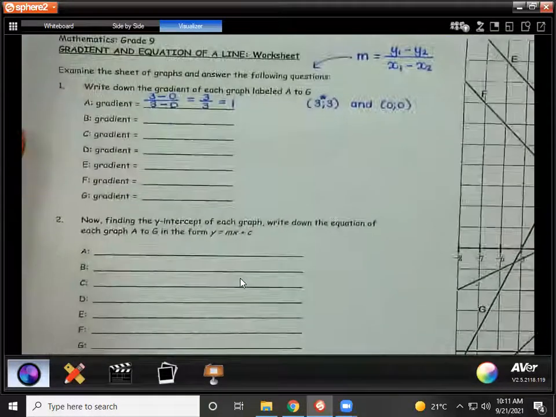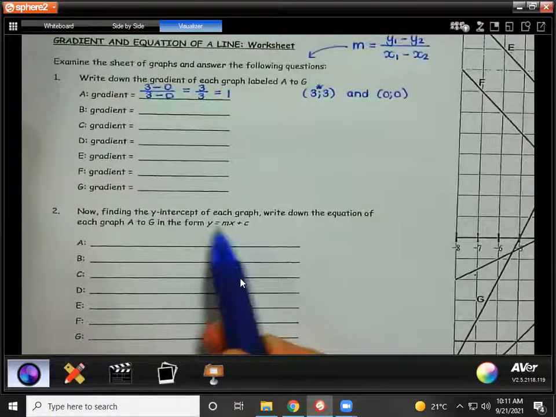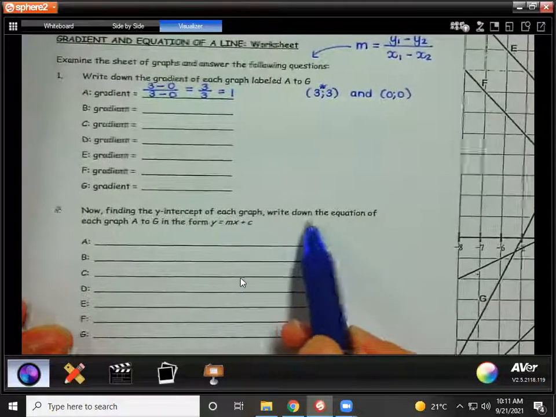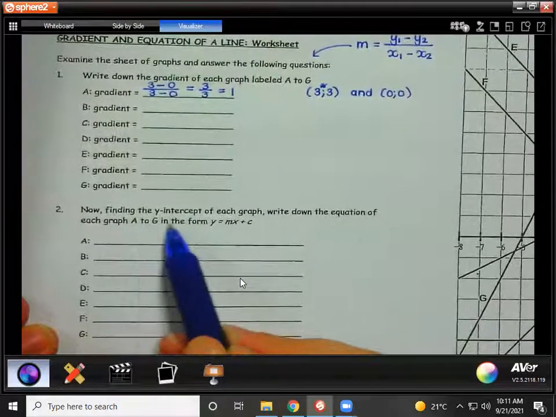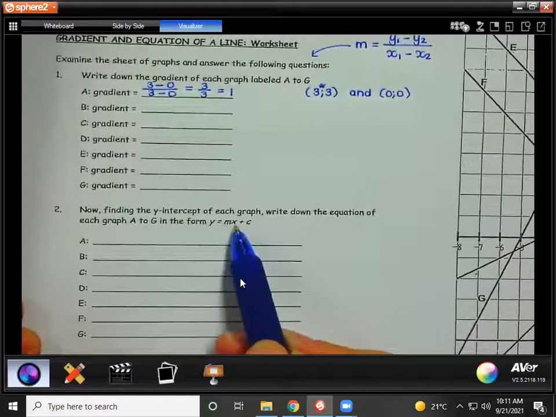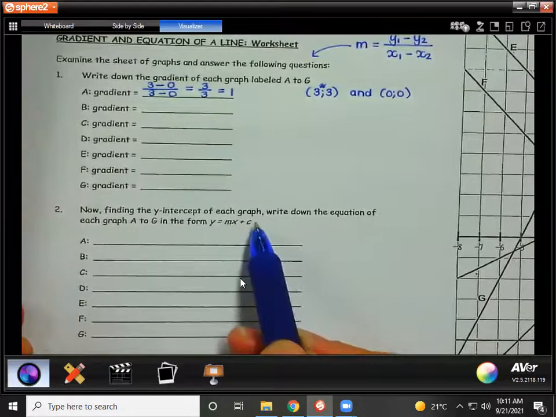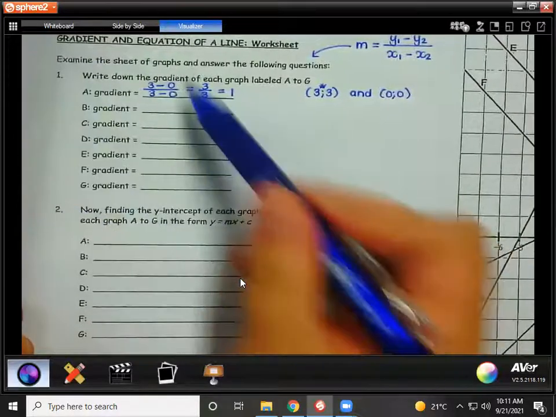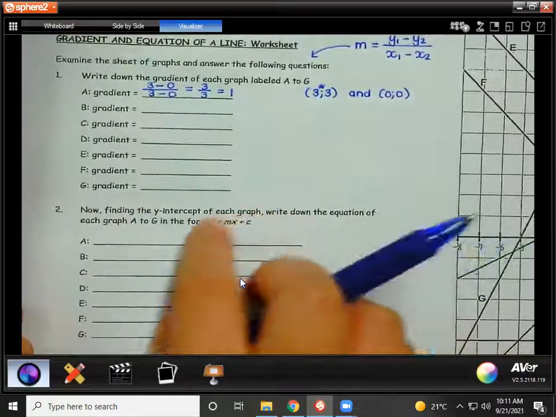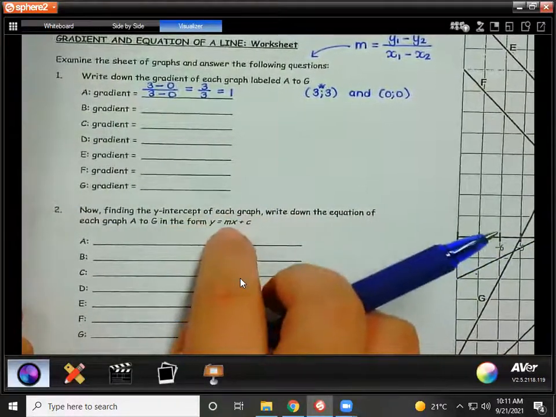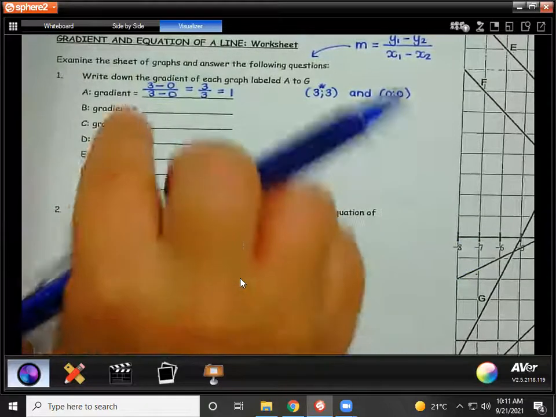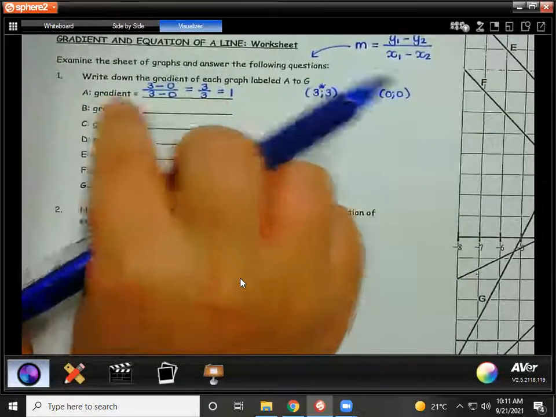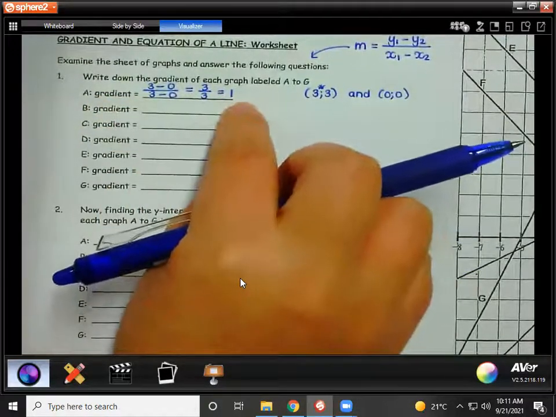In number 2, they're saying now finding the y-intercept of each graph. Write down the equation of each graph A to G in the form y equals mx plus c. Now guys, in number 1, we're finding the gradient. What letter is the gradient in our equation in y equals mx plus c? The gradient is always m. So what we did here, when we're finding the gradient, we've actually found our m value.